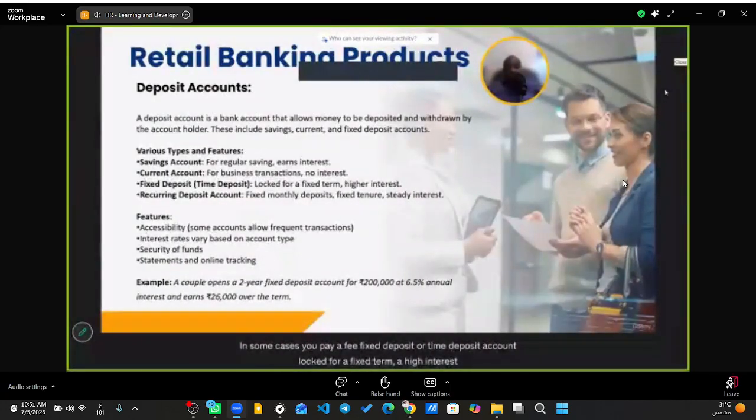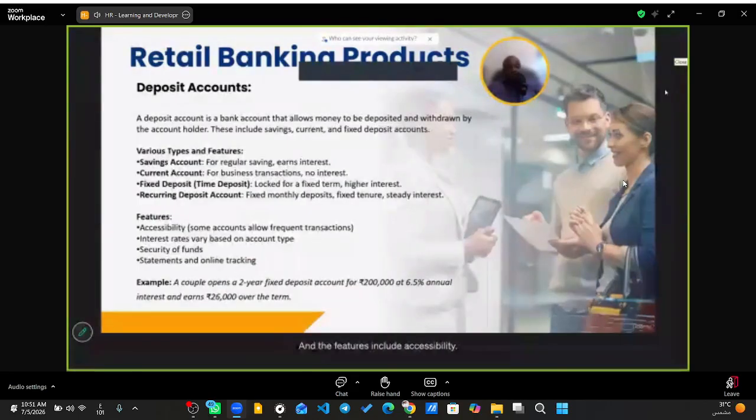Fixed deposit or time deposit account, locked for a fixed term at high interest. Recurring deposit account, with a fixed monthly deposit, fixed tenure, and steady interest. So effectively like a fixed or time deposit, but it's recurring. So you pay maybe monthly or quarterly, depending on your agreement with the bank.